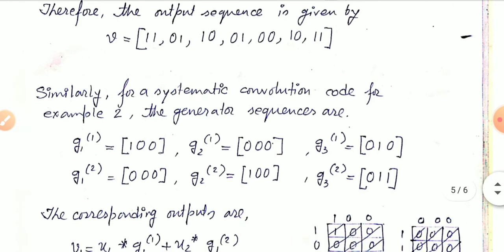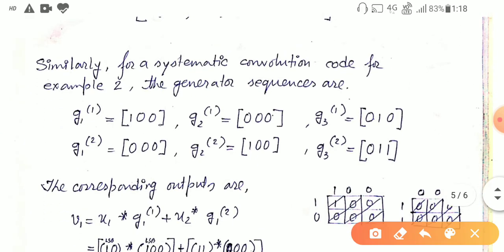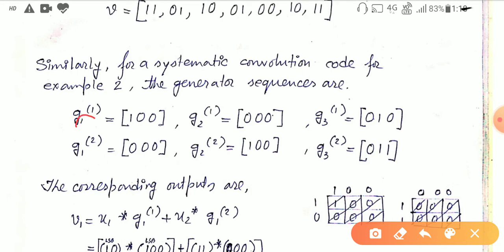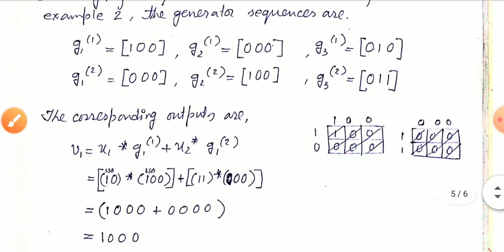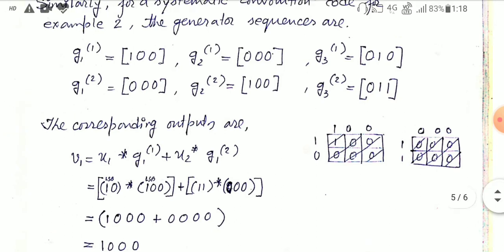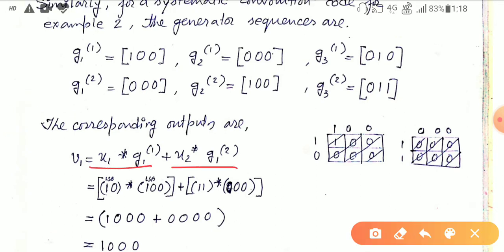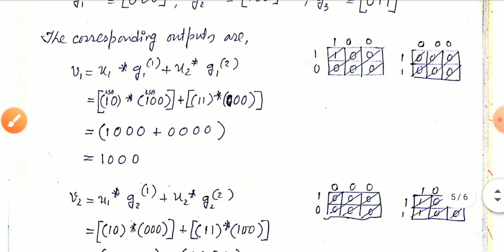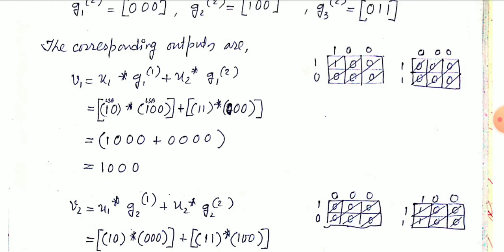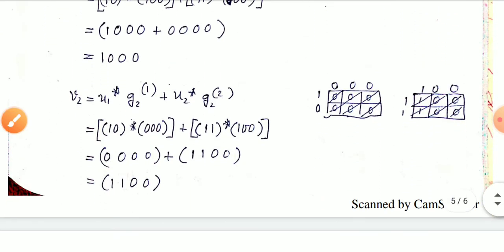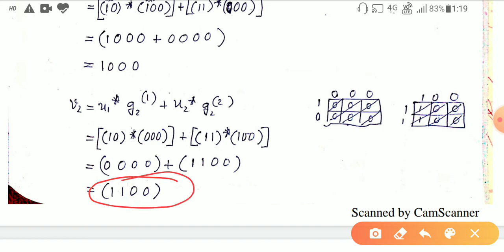For the second example, the superscript is defined for the input, and the input is provided by 1. For each individual input you have to do the convolution process, because two inputs are present, so you have to add two kinds of convolution here. Again, I repeat that addition means mod 2 addition. For v1 you get the value 1000. For v2, in the same way, the value becomes 1100.